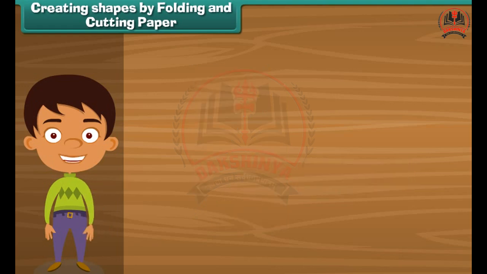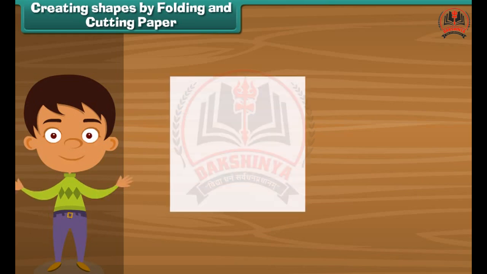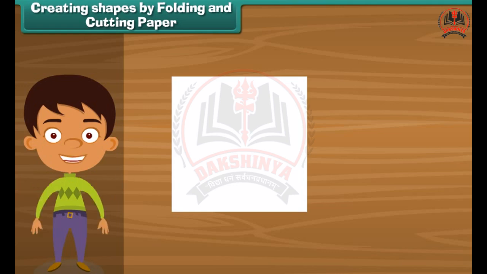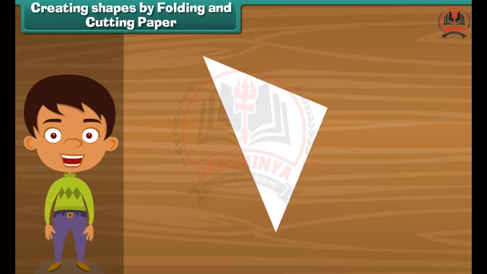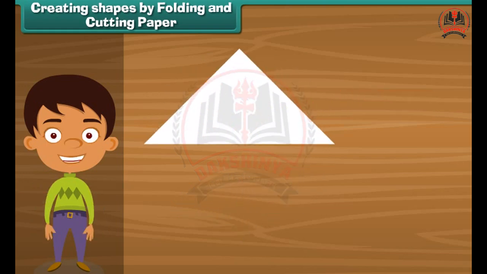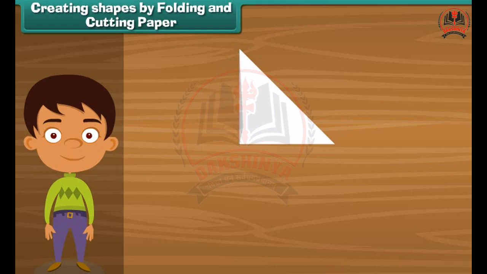Friends, let's try to make a circle from a plain square sheet. Make a line on this square like this. Fold it on the line such that the upper triangle is superimposed on the lower triangle. After folding, we get a shape like this. Again, draw a line on it like this. Again, fold it on the line. Now you will get a smaller triangle than the previous one.